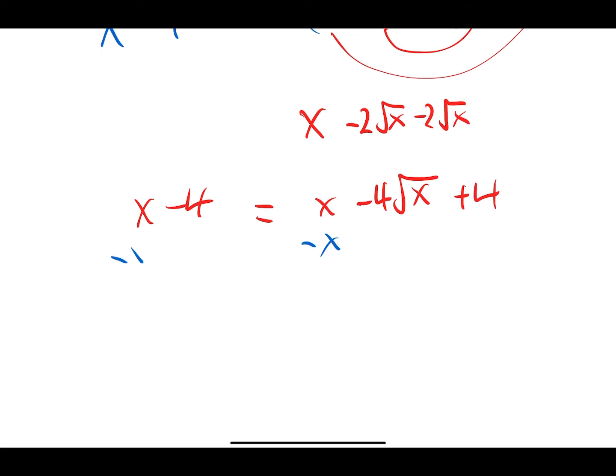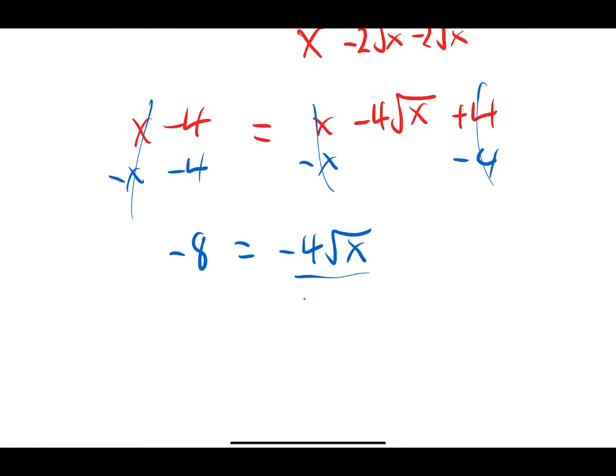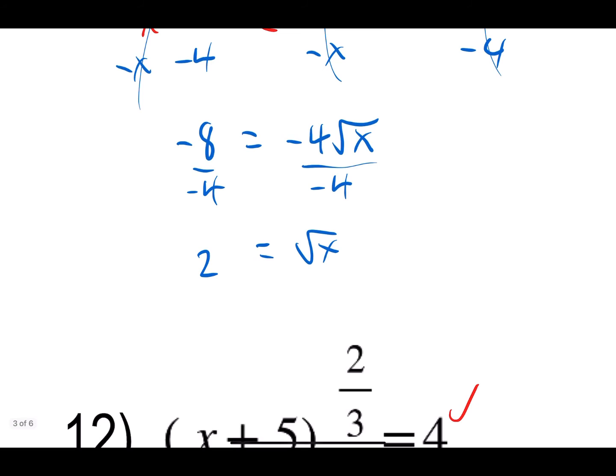Minus x, minus 4, minus 4. And we are left with negative 8 equals negative 4 square root of x. And luckily, our square root is going to equal a positive number if I divide both sides by negative 4. And we have the square root of x equals 2. Isolated, it equals a positive number. That's A-OK. Check. Square both sides.